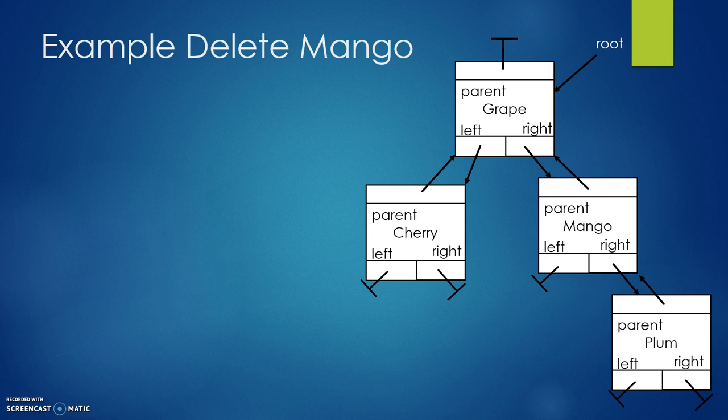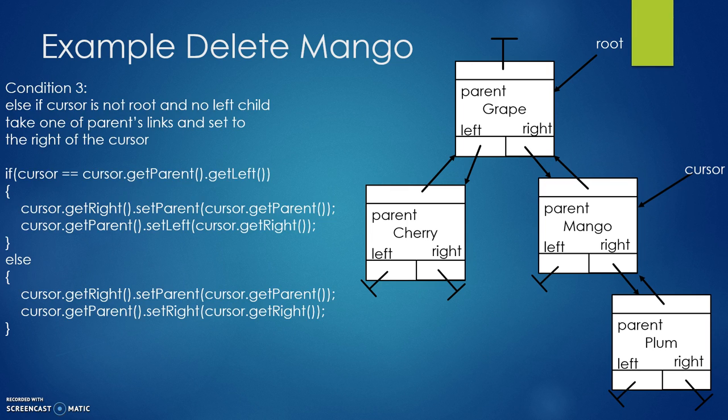On removal, now suppose in this case we want to remove mango. I don't want to remove mango, but for this example, we'll remove mango. So we begin with cursor at the root. We're wondering if we can find mango. Well, grape is not mango, so cursor moves to the right. And now we found what we're looking for. In terms of the conditions, this turns out to be condition 3 from trees part 2. Remember, cursor is not at the root, and there's no left child.